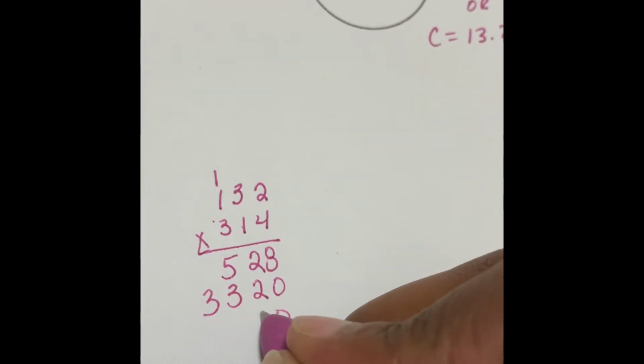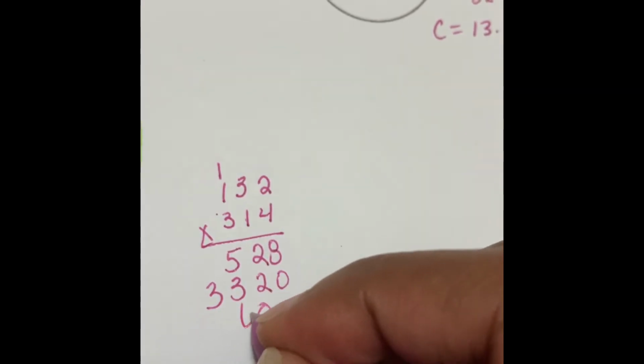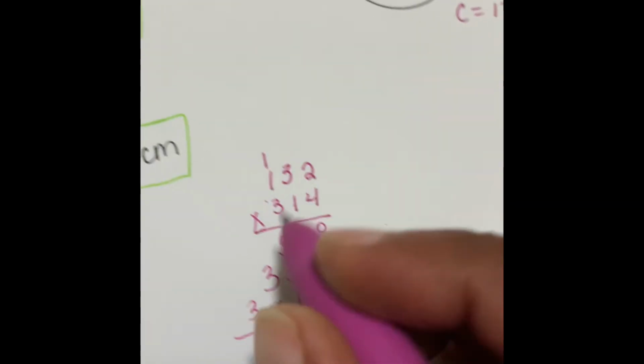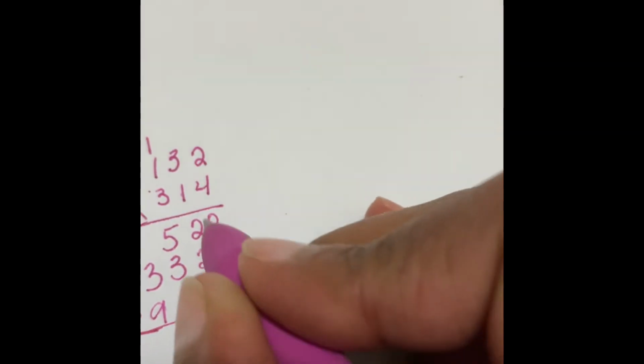Next time I go over 2 0 spots. 3 times 2 is 6. 3 times 3 is 9. And 3 times 1 is 3. Okay? Then I add them together.